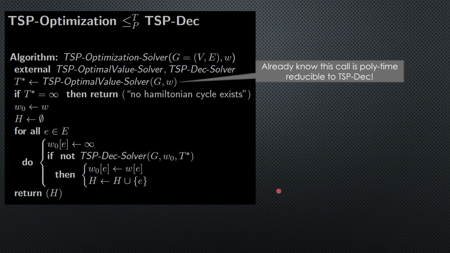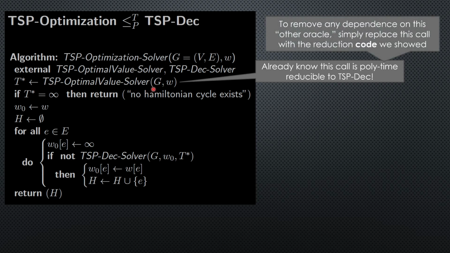Let me try to show you the algorithm here. So we're going to start out, here's our TSP optimization solver. We're going to take a graph G equal to (V, E) and some weights as input, and we're going to have these external oracles we're assuming. TSP decision solver is an oracle we're assuming exists, and I'm also, just for simplicity, assuming that the TSP optimal value solver exists as an oracle, but this doesn't mean I'm reducing to multiple oracles, because if you remember last time, TSP optimal value solver is reducible to TSP decision solver. So this can be done from TSP decision solver in polynomial time, polynomial in the input size.